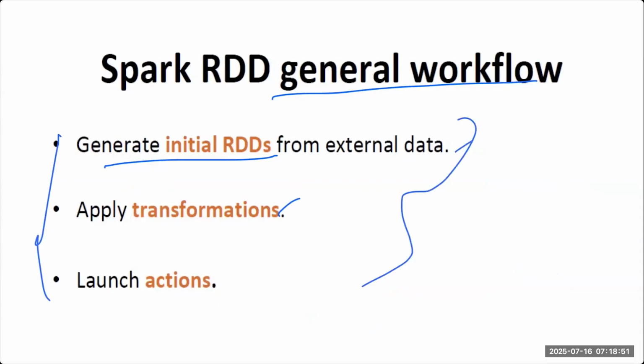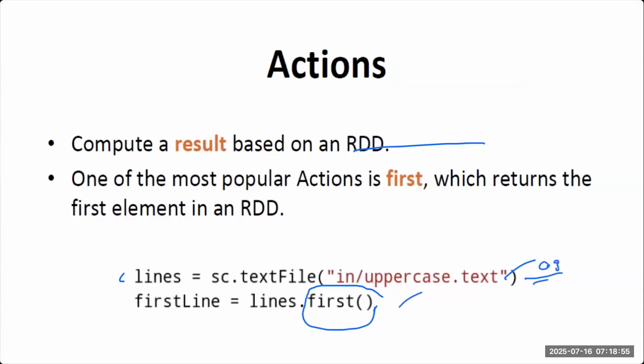What you do is create an RDD from external data. External data means, see, this is the file which is on your local, or maybe your file is on HDFS or on S3. You will read it, and once you read it, it will create one RDD.